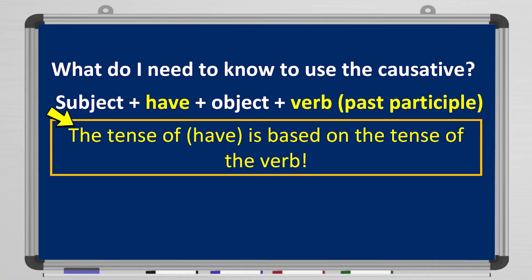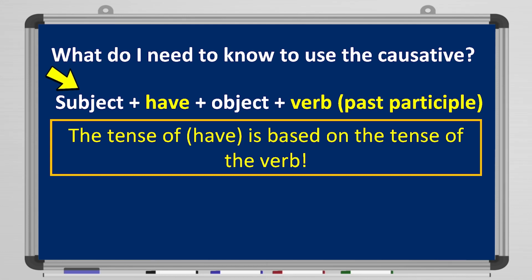Now you may be wondering, why are some sentences with have? Why are some with going to have? And why are some with has? Well, here's the trick. The tense of have is based on the tense of the verb in the sentence. This is what you need to know about the causative. You need to know the formula, which is subject plus have plus object plus verb in past participle. And you need to know that the tense of have is based on the tense of the verb in the sentence. Easy. Let's look at some more examples.